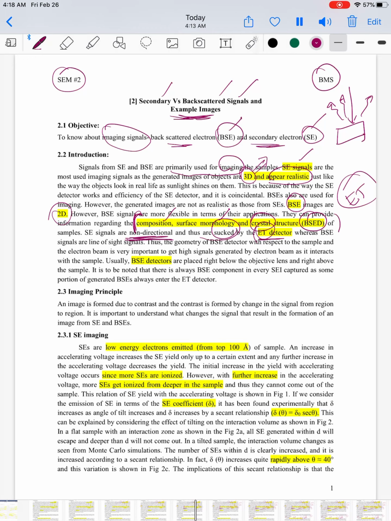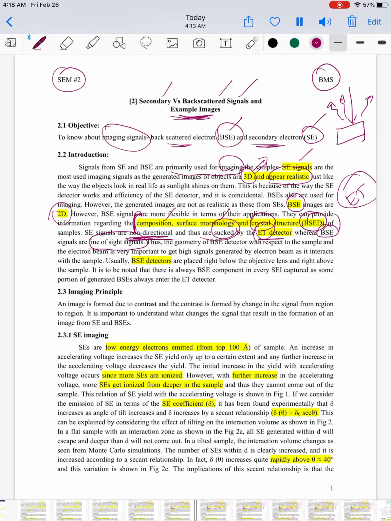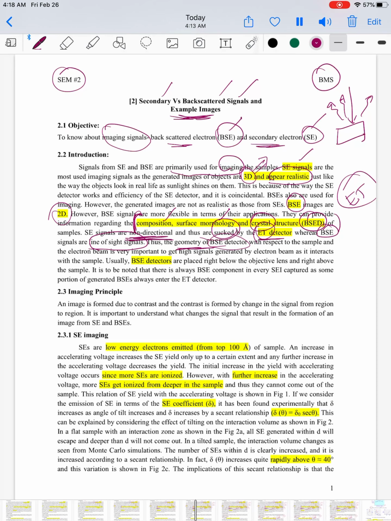Whereas secondary electrons are low energy, backscattered electrons are high energy electrons. They are also referred to as line of sight signals. That means they are directional. There is a specific direction in which backscattered electrons are generated. So since they are directional, the geometry of the orientation of the sample with respect to the detector is very important when you are obtaining an image using BSC signals. We will see why later.